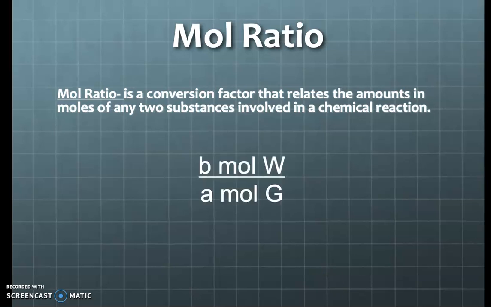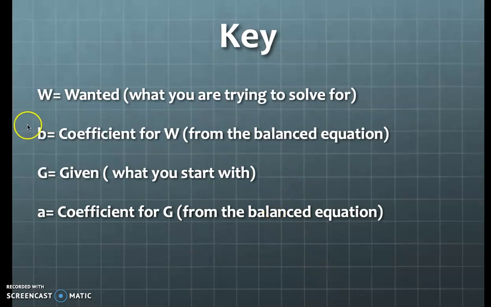So here is the formula for mole ratio: b mole W over a mole G. What is this? It is a conversion factor, but where do we get the little letters and the big letters from? We get them from the balanced equation. Now how do we know which are those? You have to read the problem you're given to understand which is the W and which is the G. So let's take a look here at the key.